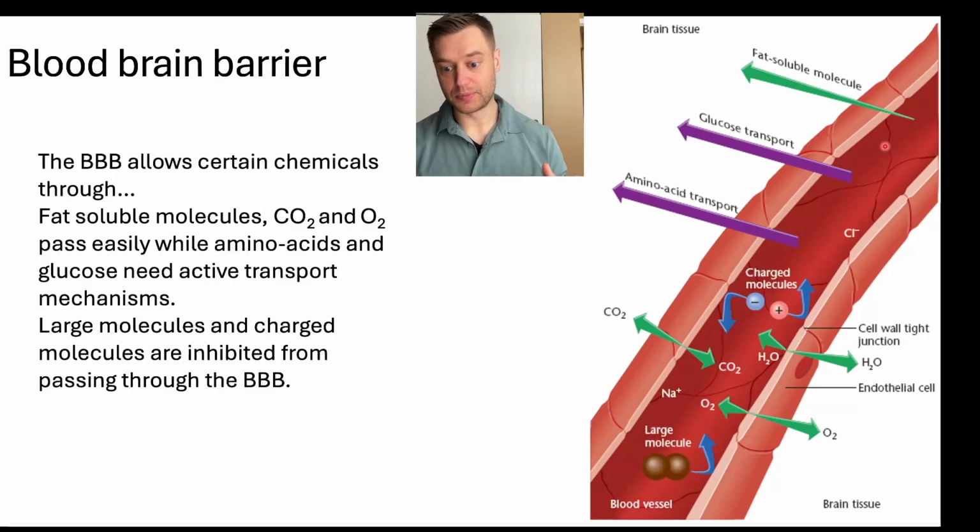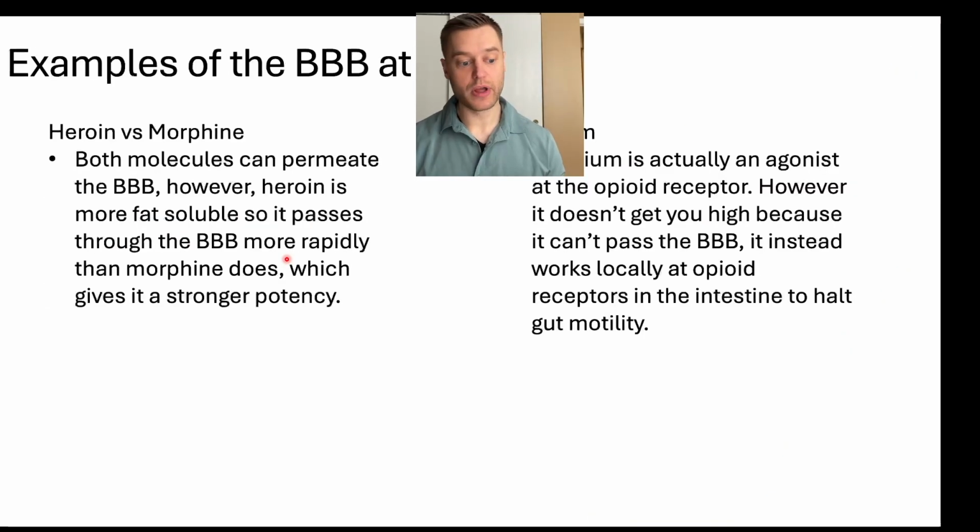So fat soluble molecules, we can see from this diagram, pass through the blood-brain barrier. We can see fat soluble molecules pass easily, while amino acids and glucose need active transport, right? So if you have a drug that is more fat soluble, then it's going to go faster into your brain. Now, once heroin is in the brain, it turns into morphine.